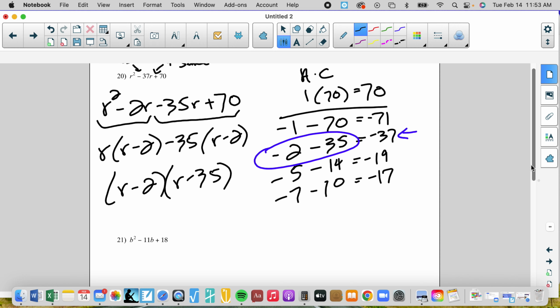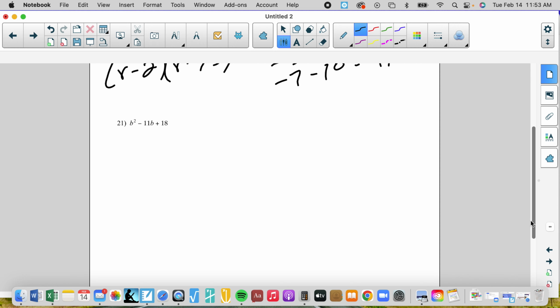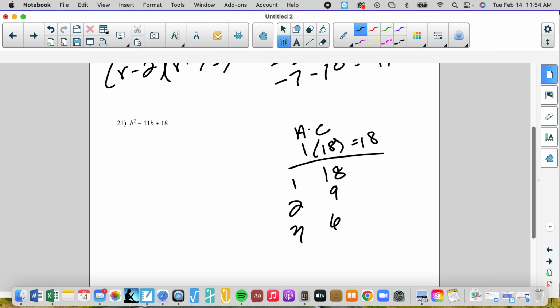Number 20 will be interesting to see how many people get that one correct. 21, 18 is not a perfect square. Yes, 9 plus 9 equals 18, but remember, perfect squares are multiplied to make that number. No number times itself equals 18. So A times C, 1 times 18 equals 18. Factors of 18: 1 and 18, 2 and 9, 3 and 6, 4 no, 5 no. We're already back around the horn.